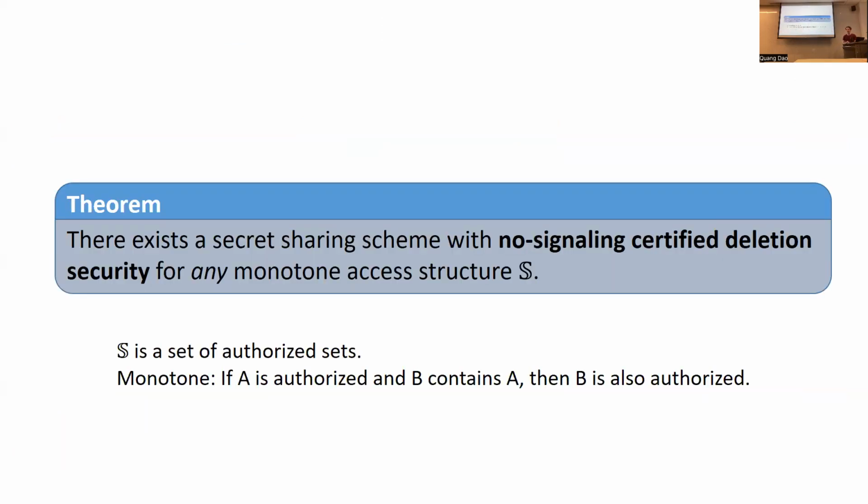So surprise, surprise, our first theorem is that we can actually construct such a scheme. And in particular, we can construct it for any monotone access structure S. Here, S is just a set of authorized sets. So if a set A is in S, then it's authorized and it can reconstruct the secret. The monotonicity requirement is just that if we have a set A that's authorized and there's a larger set that contains A, then that set is also authorized. So you don't lose anything by having more shares.